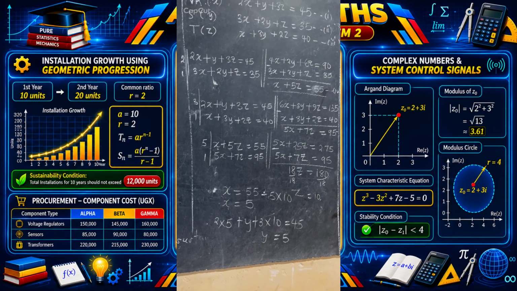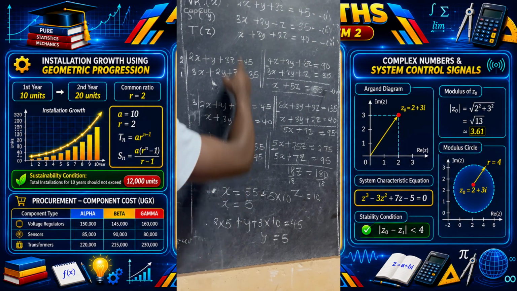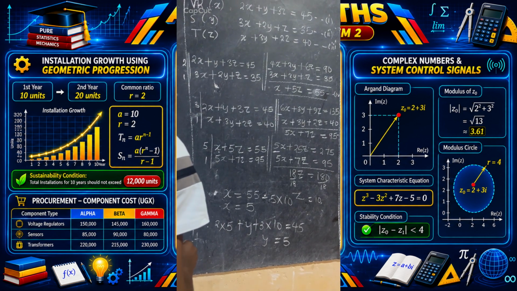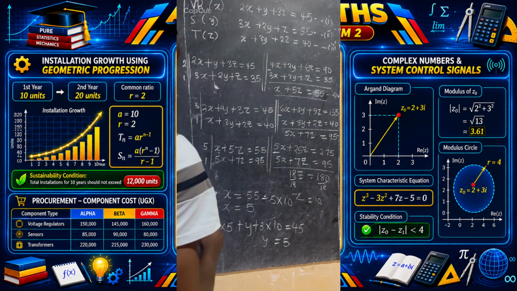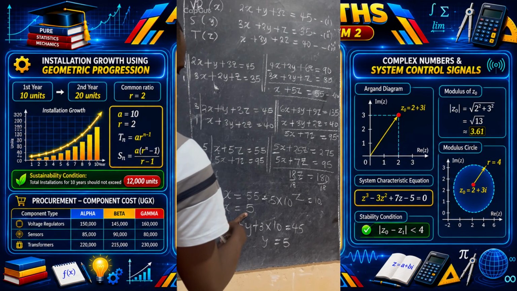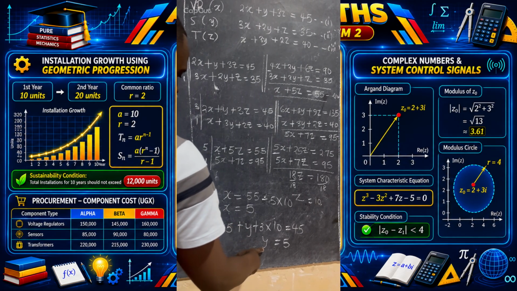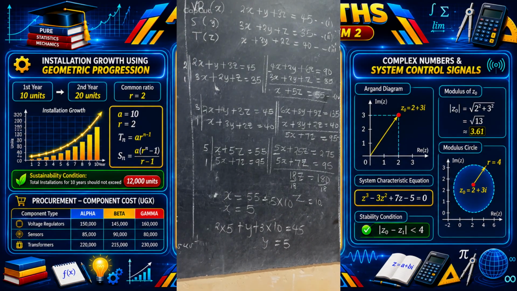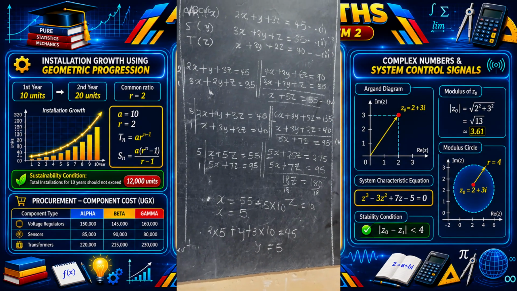This implies that the cost for VR goes for, I conclude VR goes for 5,000 US dollars. Then this one goes for 5,000. This goes for 10,000. But there is a condition they gave us that we are supposed to follow.